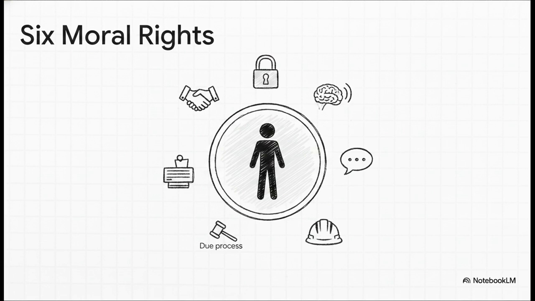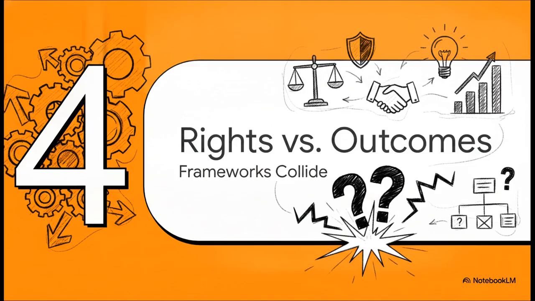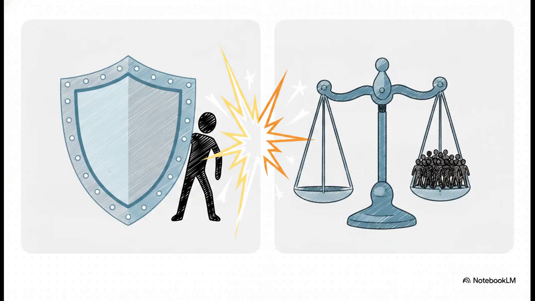The individual's rights trump the corporate objective, every single time. That leads us perfectly into Section 4, the conflict, rights versus outcomes, when ethical frameworks collide. As you can probably guess, relying solely on individual rights often creates some intense strategic friction out in the real world. When you put these two ideologies head-to-head, you can really see the collision.